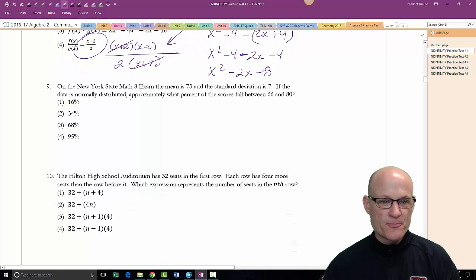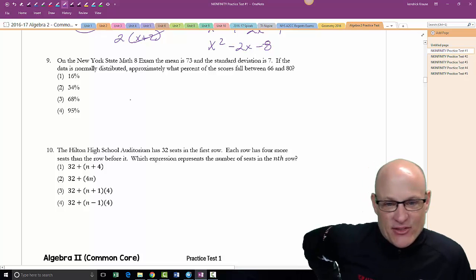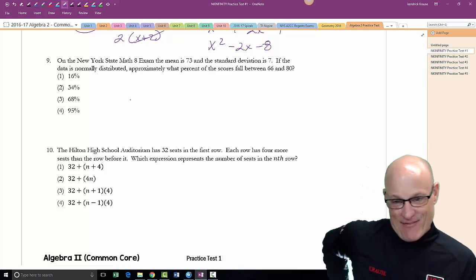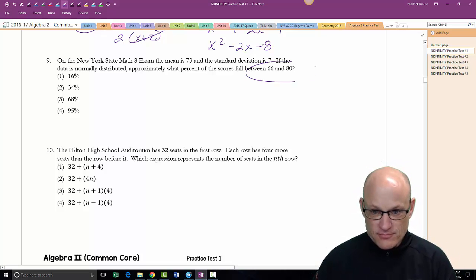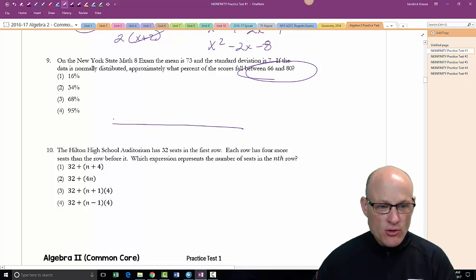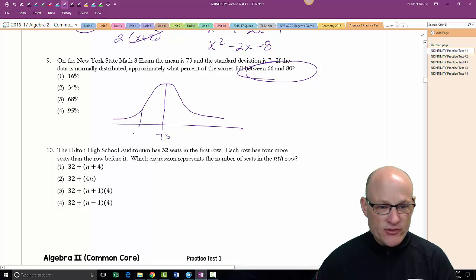All right, let's move on. On a New York State Math 8 exam, the mean is 73 and the standard deviation is 7. If it's normally distributed, what approximate, okay, 66, so let's draw our normal distribution curve. You guys should be getting pretty good at these by now. Drawing these enough times. 73, we're going to go down to 66, and we're going to go up to 80.